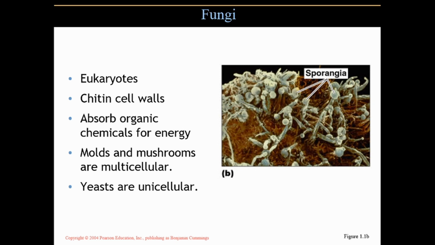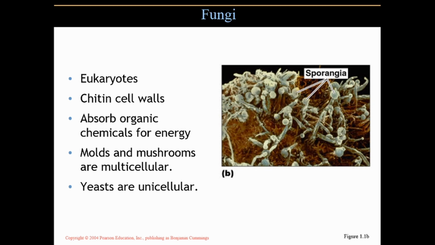Fungi. Fungi are eukaryotes, and you'll notice the difference here. Pro means pre. EU, that is Greek for true. And so this is referring to them having a true nucleus. They have cell walls made of chitin, which is a carbohydrate compound that you'll also find in insects as well. They absorb organic chemicals, so they will absorb these organic chemicals from whatever they happen to be growing on, and they use those chemicals then to produce energy for themselves.